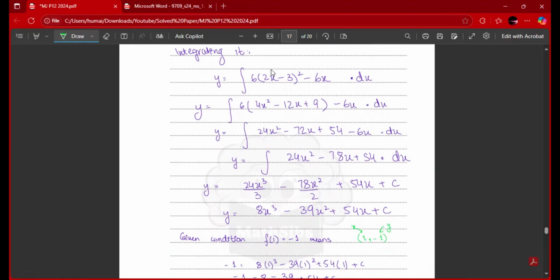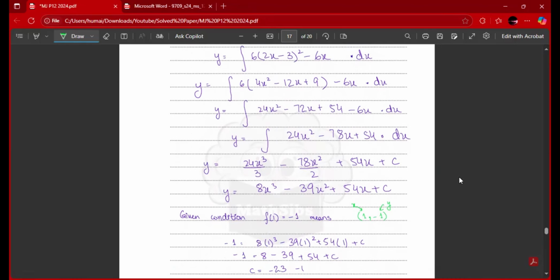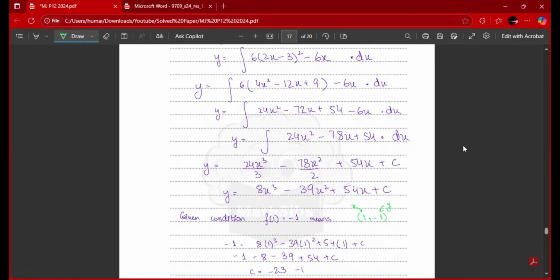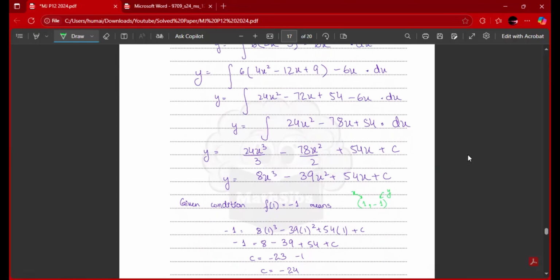You could use a chain rule. You could use any rule you want. Okay, it's up to you. Totally up to you. So I'm opening it and I am now having single terms with x and constants, okay?